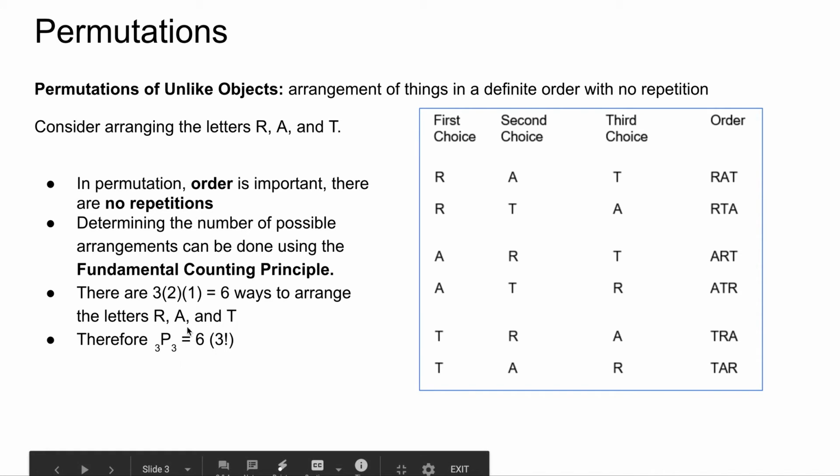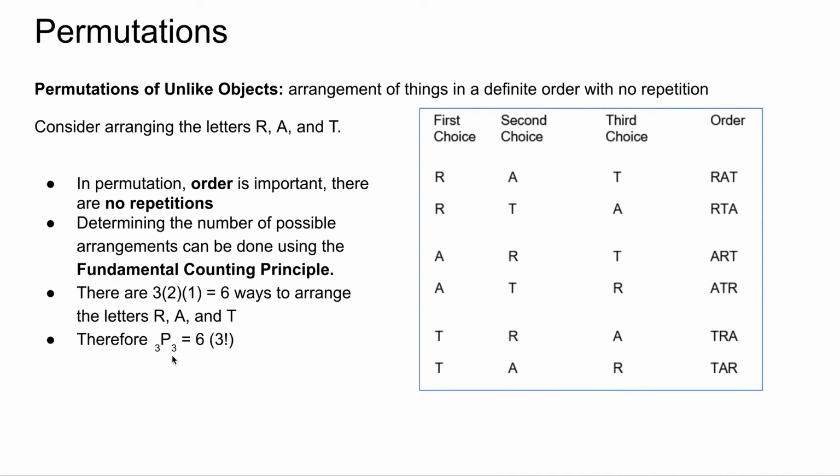Therefore, for the permutation out of 3, you are using all 3 of these letters to rearrange them. So permute 3 is the same as 6, which is 3 factorial.